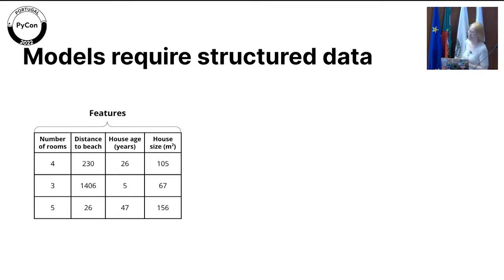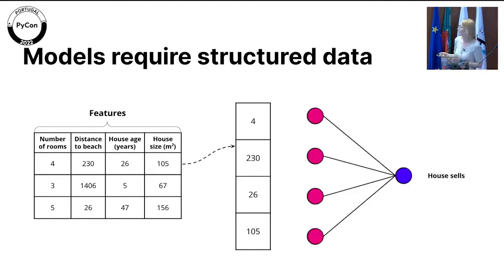So let's look at an example. Let's say we're trying to predict whether a house sells or not. So we have all these feature columns. They represent things like the number of rooms, the distance of the house to the beach, the house age, things like that. So what we do is we get a model, and that model has a specific input node for each of those feature columns. So the first node is going to expect the number of rooms. The second will expect the distance to the beach, and so on.